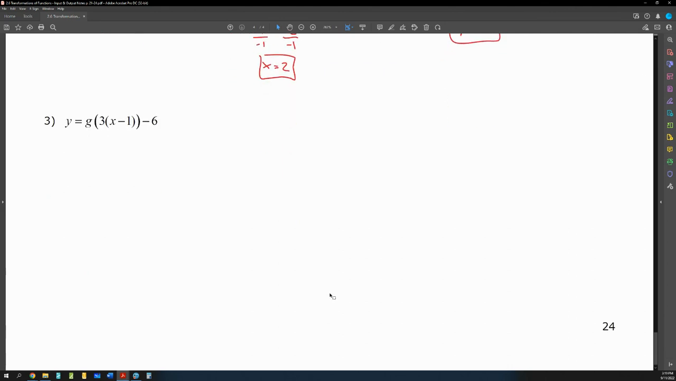Last problem here. Here we have y equals g of 3 times the quantity x minus 1, and that's all minus 6. So here, our function inputs, the very first thing that we do is a horizontal shift right 1 unit, and then we have a horizontal compression by a factor of 1/3.